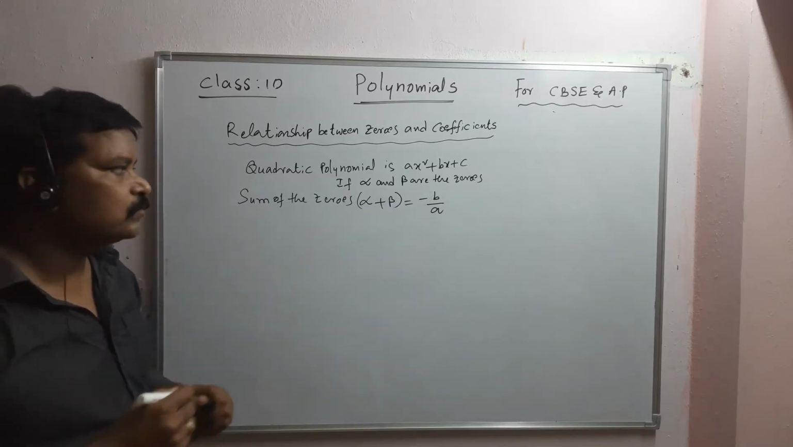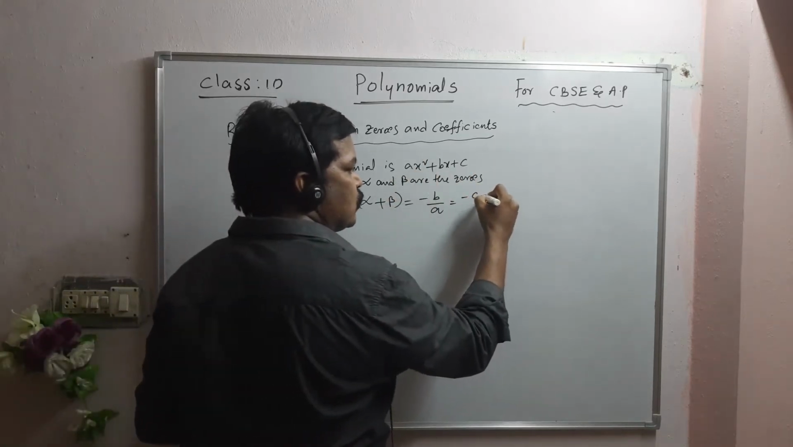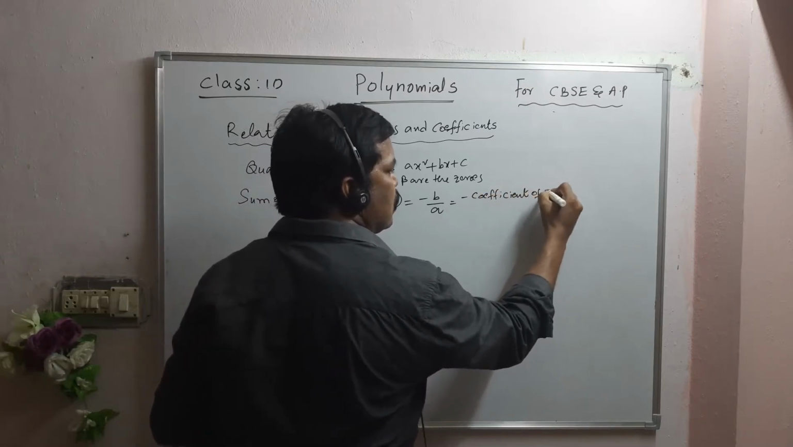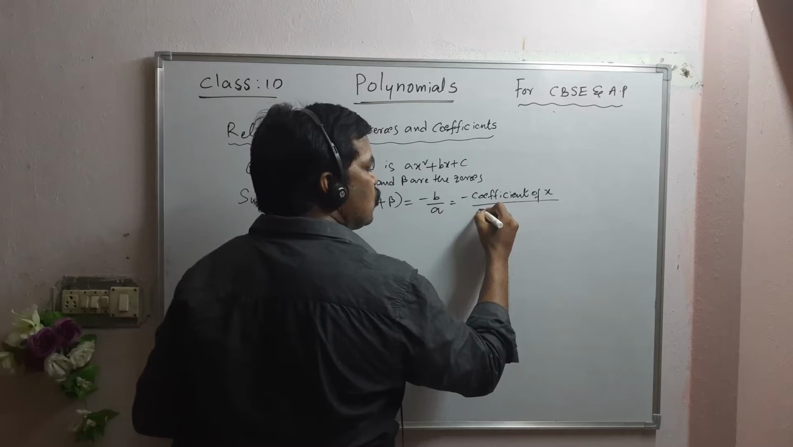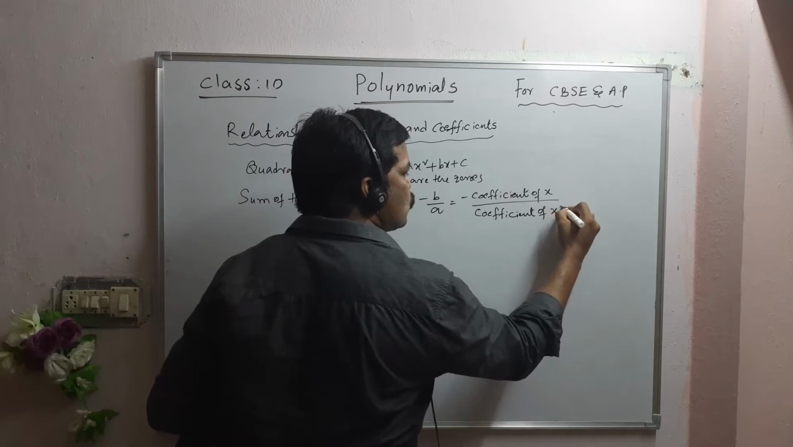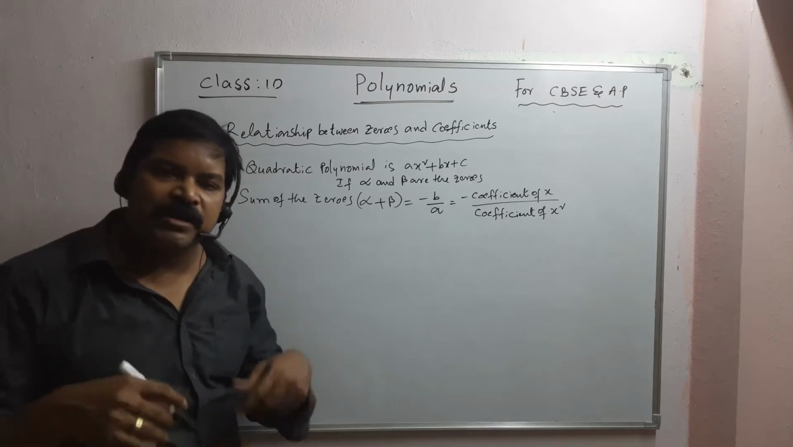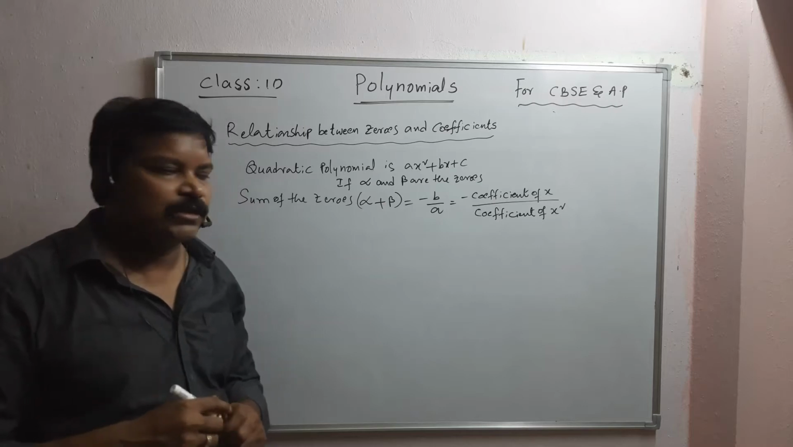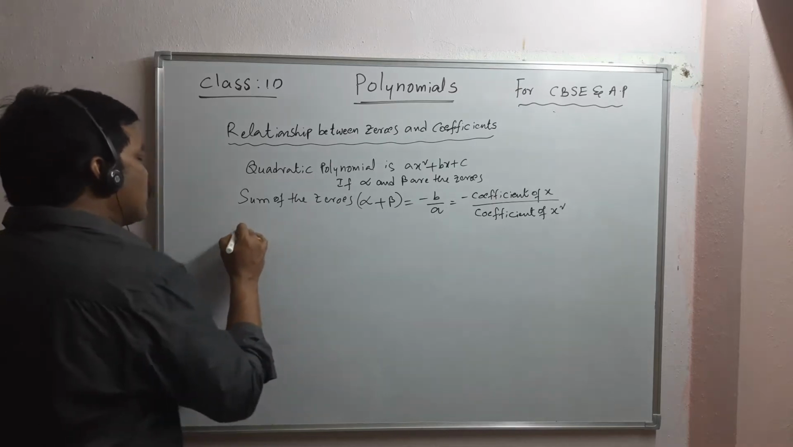What is b here? It is the coefficient of x. X means variable. What is a? The coefficient of x square. So minus b by a is called the sum of the zeros. Already I told, no? For every quadratic polynomial, it has two zeros. One is alpha, another one is beta. Right.